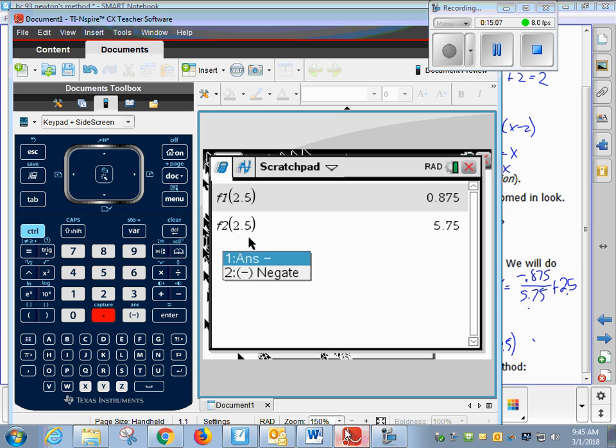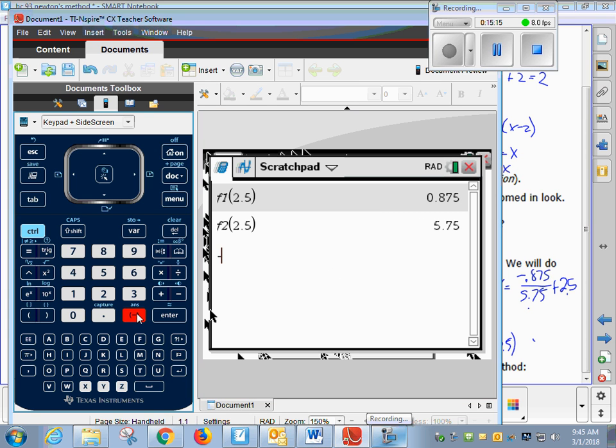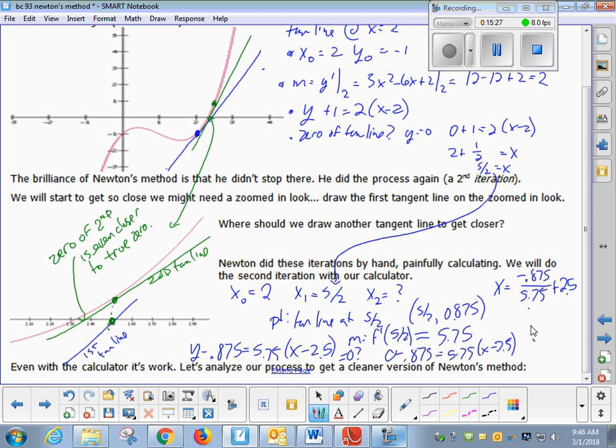Negative 0.875. Oh, shucks. Oh, shoot. Never mind. I guess it won't let me type that. Negative 0.875 divided by, what was it? 5.75? And then plus 2.5? 2.3478-ish. Do you agree? Did you get that?